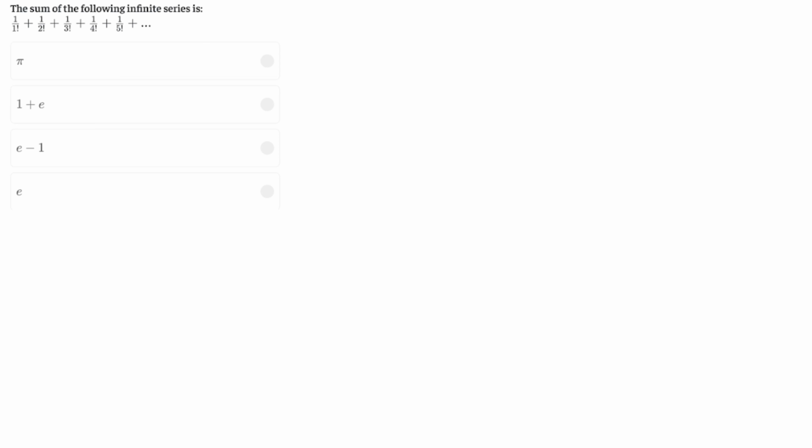This question was asked by IIT in GATE 2019 approximately. So first you solve, then see the solution. The question says: the sum of the following infinite series is given. In the options given, we have 1 plus e, e minus 1, and so on.